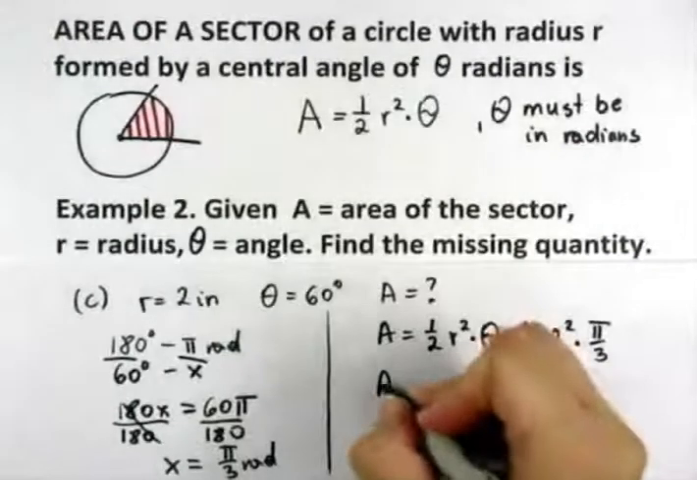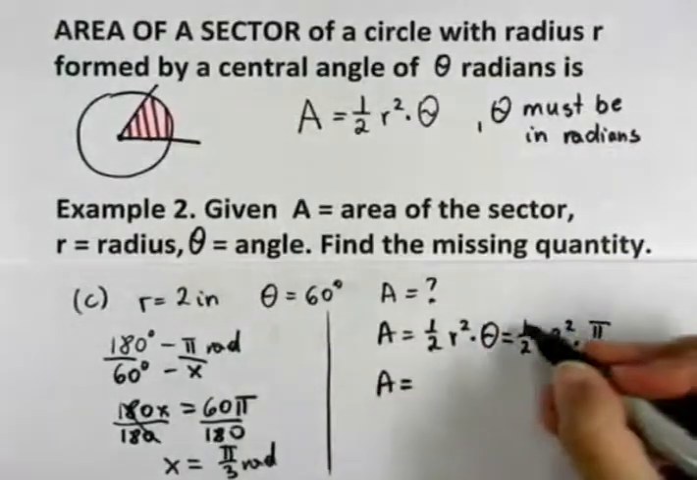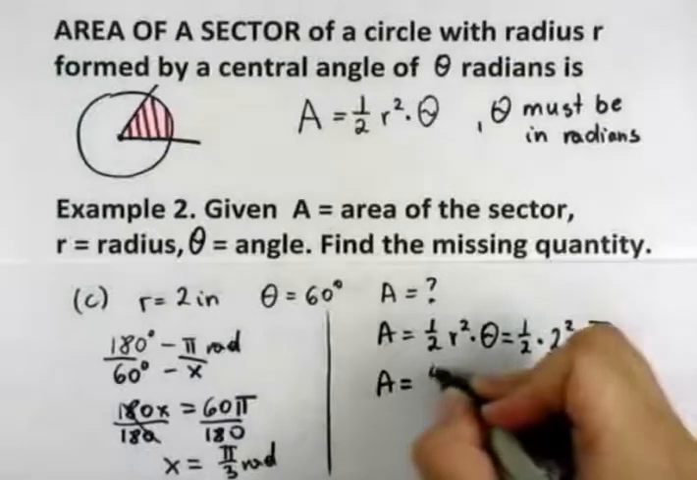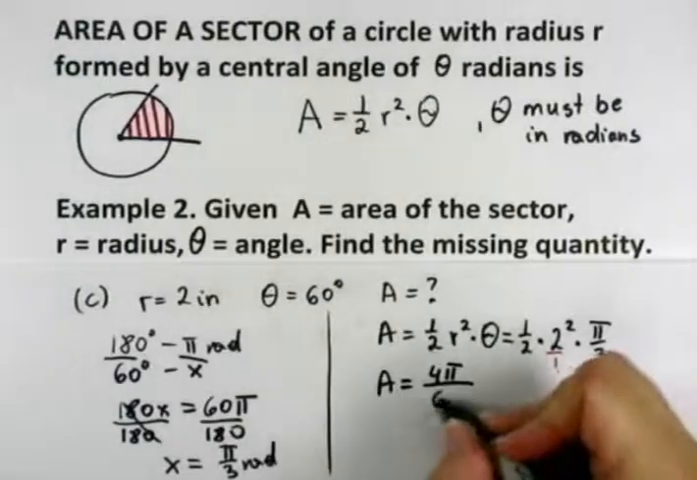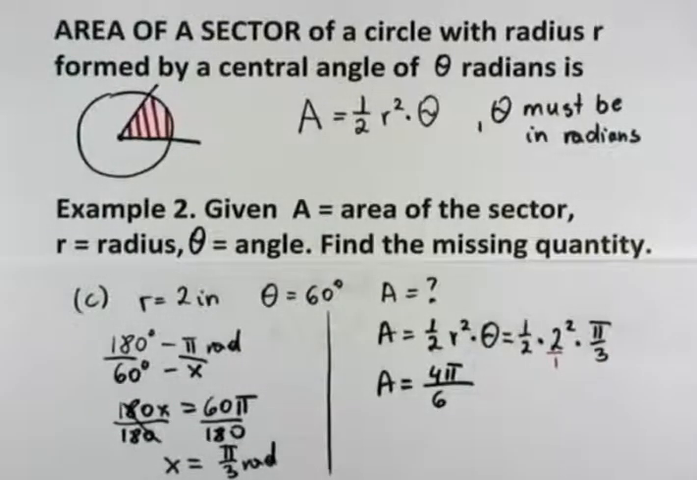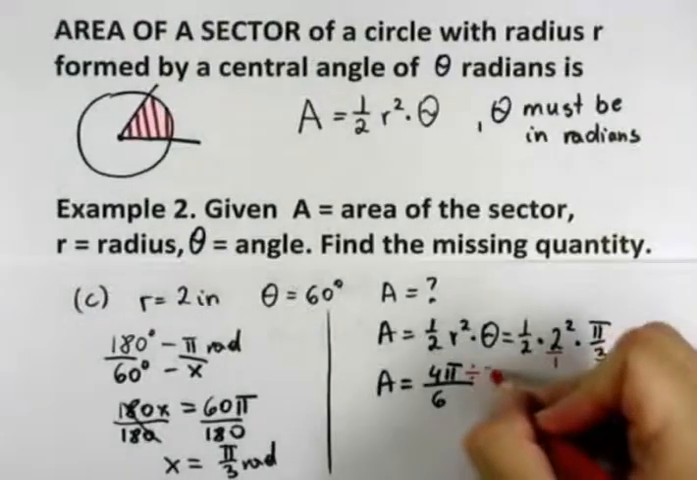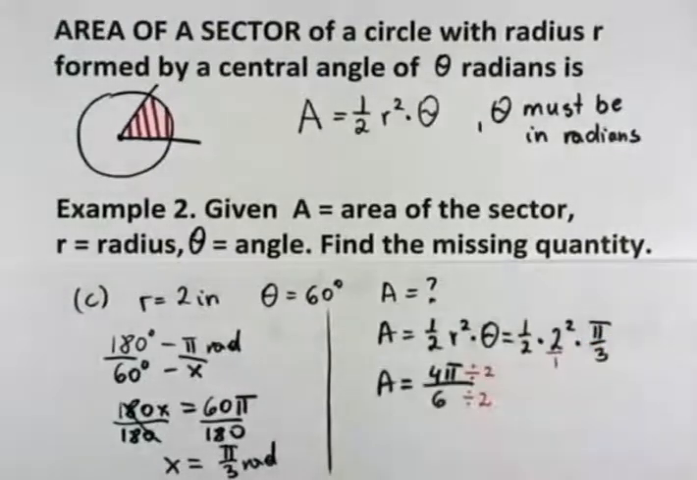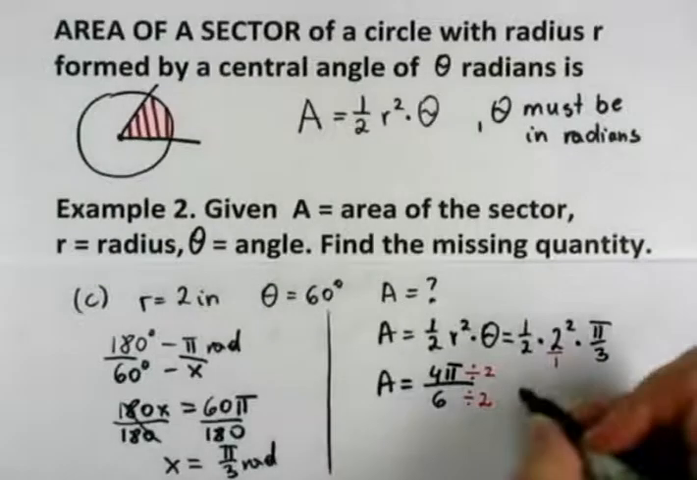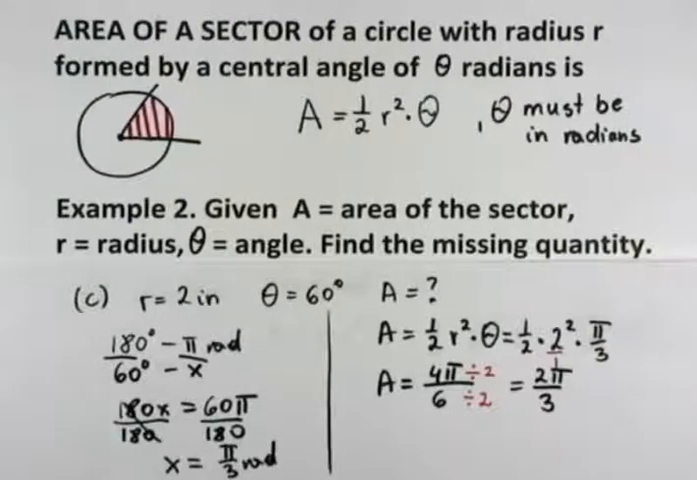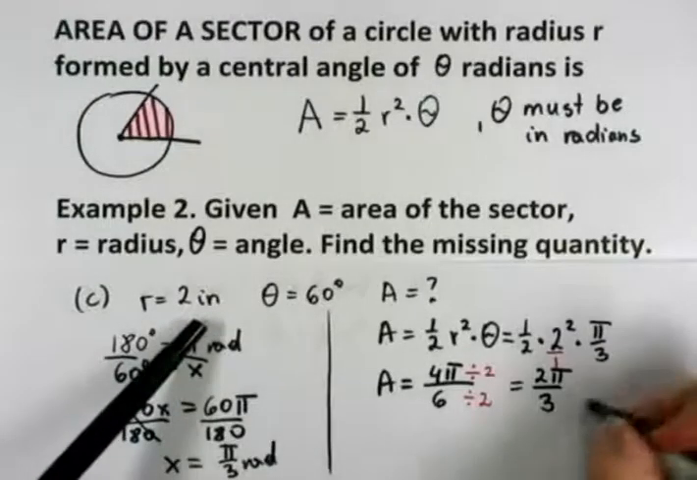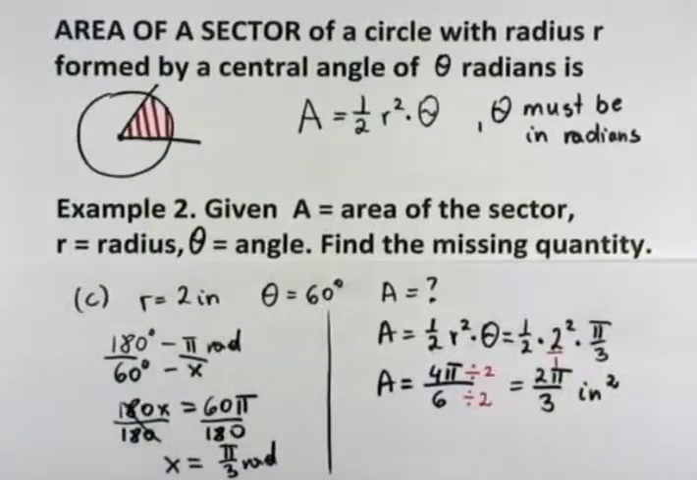So my area is equal to, on top I will have 1 times 4 times pi, 4 pi, over on the bottom I have 6, 2 times 3 is 6. Now we can divide this by 2, divide by 2, divide by 2. So I'm getting that this is 2 pi over 3. And the unit is the same as radius, so it's inch squared. So the area is 2 pi over 3 inch squared.